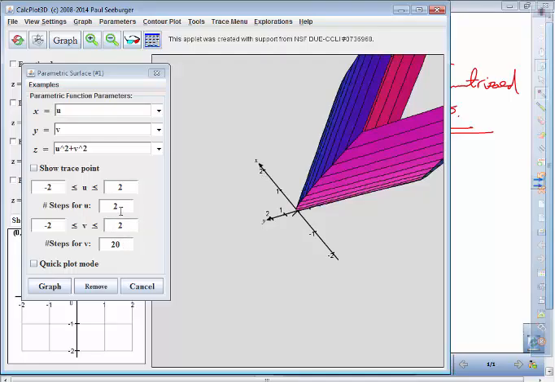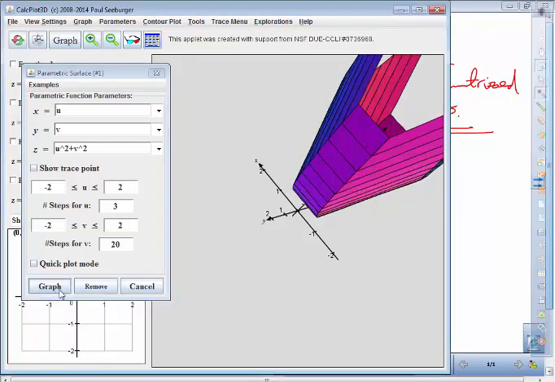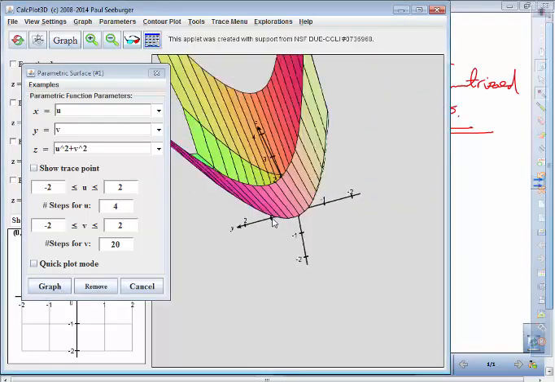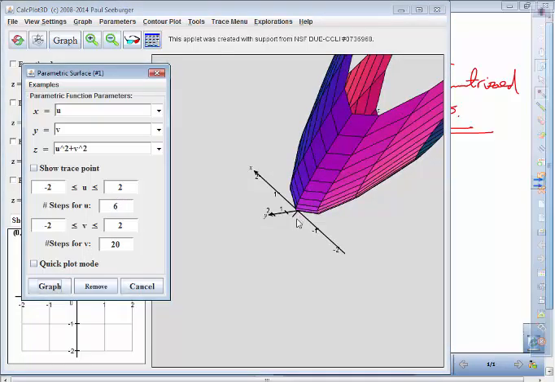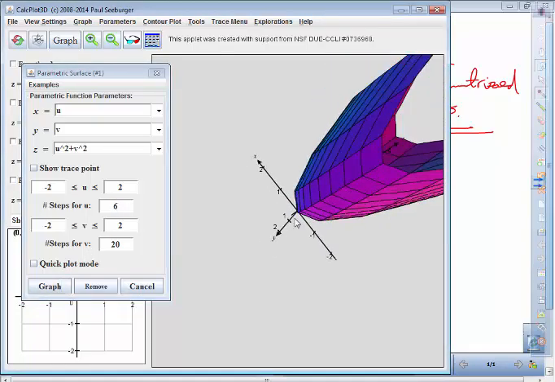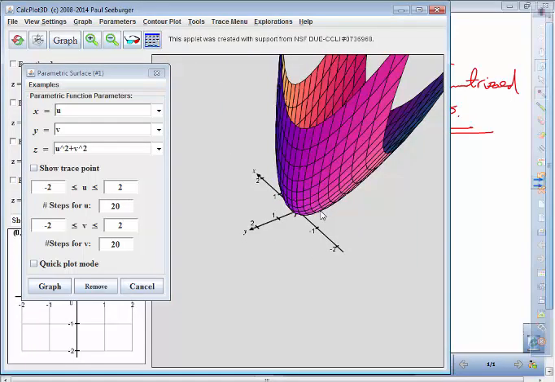So if I were to make this into 3 steps, or 4 steps, it's starting to look a little bit more like a paraboloid. If I take this to 5, 6, or 7, it starts to get smoother. And then if I match it up to 20 like it has here, then I see a little bit more like a paraboloid.